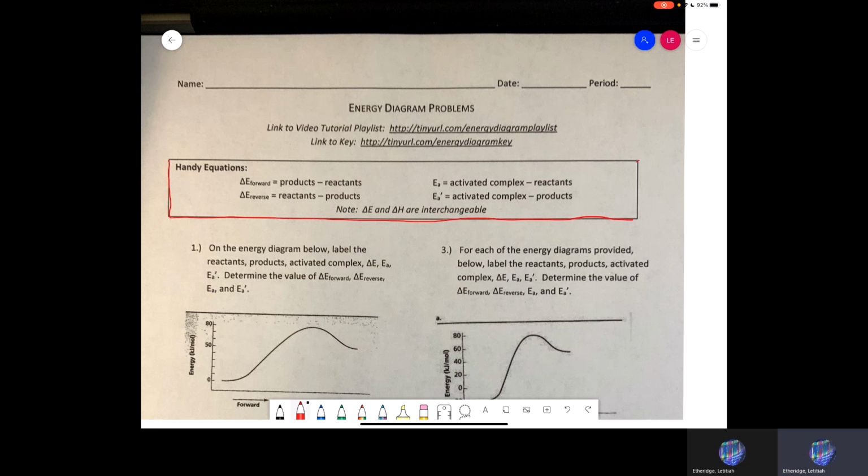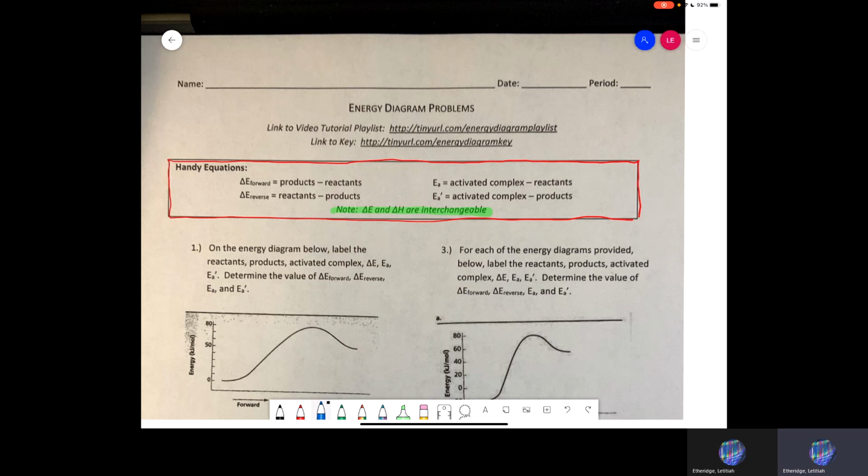The first thing you should have realized is that when we talk about delta E and delta H, you should realize from our discussions about thermochemistry that they are interchangeable. Don't think that they are separate items. Now, what's really important are these definitions, and I'm just going to point them out to you so that when we go through these energy diagrams, it'll make more sense to you. So here we go.